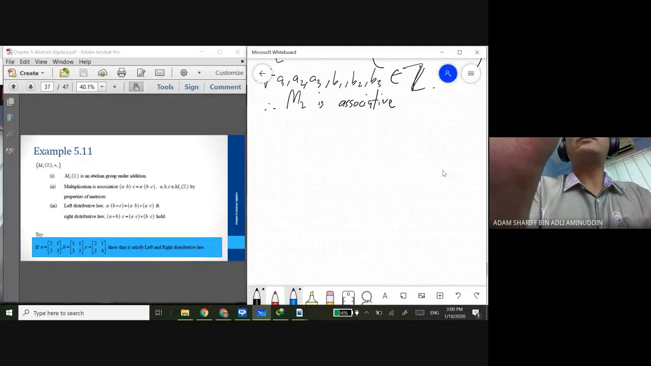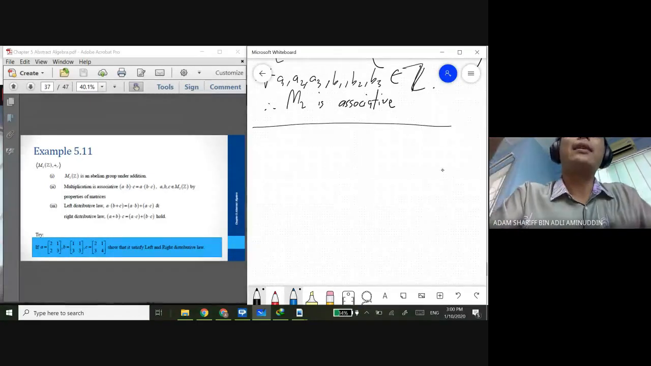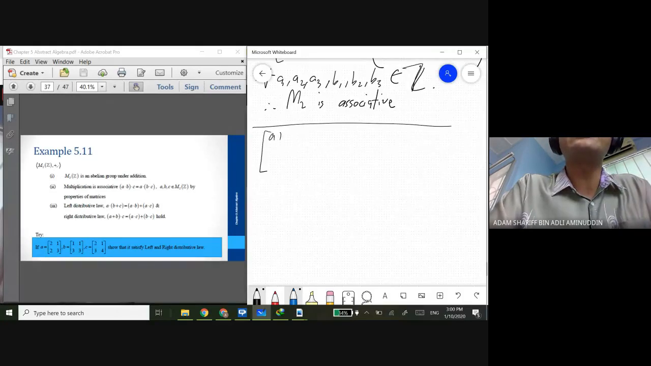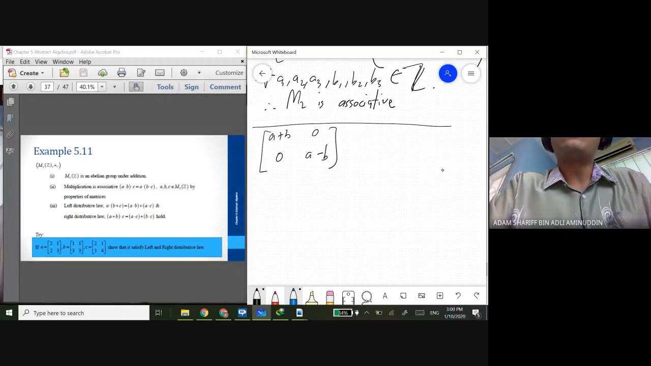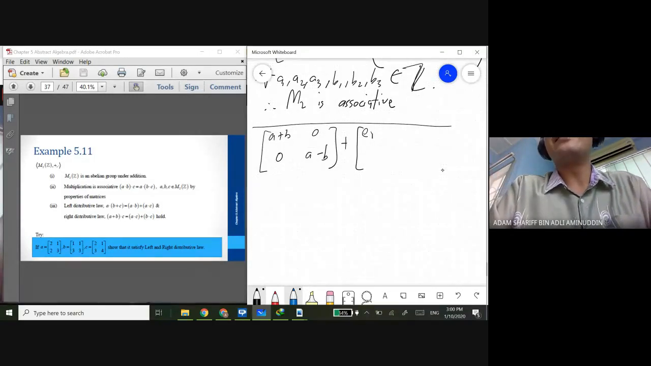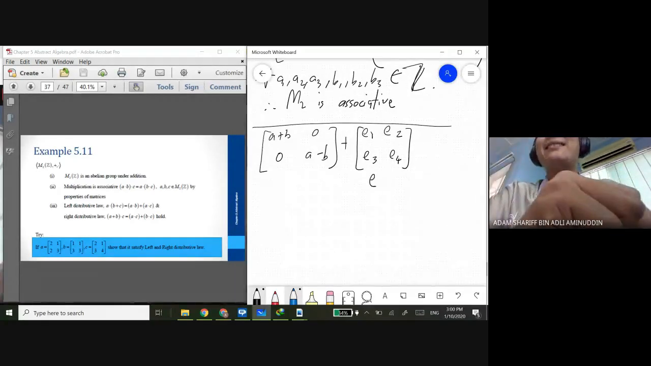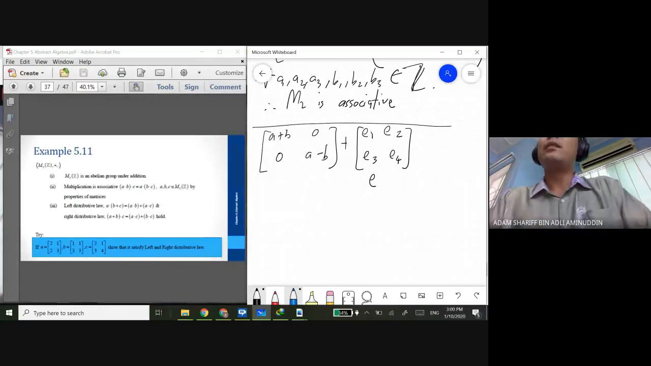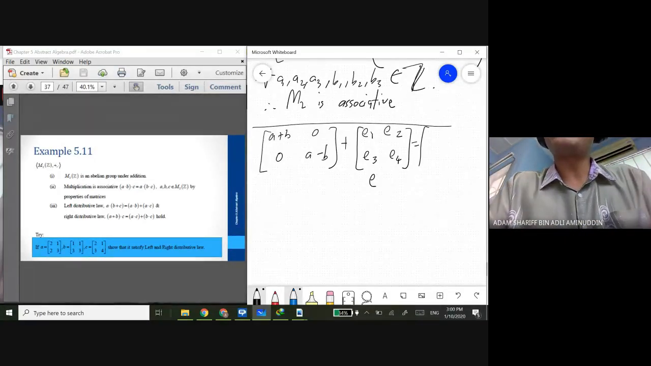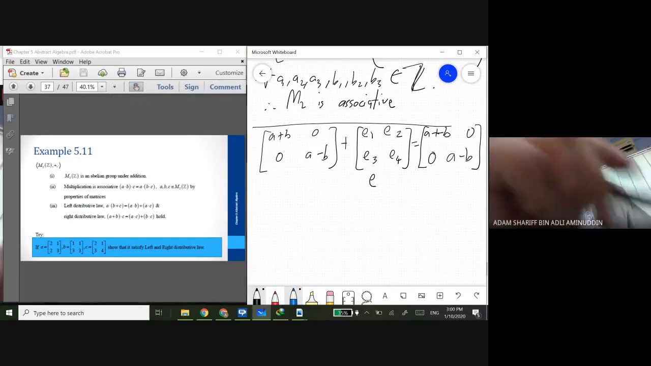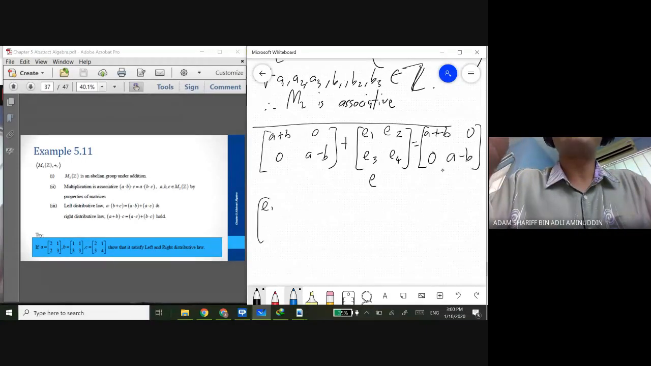Alright, how about identity? Again, the general form of the matrix is A plus B, 0, 0, A minus B. You try to think for a little while. What is E1, E2, E3, E4? This is represented as the identity E, matrix identity, such that it will produce commutatively, saya tak tulis, it will produce back A plus B, 0, 0, A minus B back. My question, what are the elements E1, E2, E3, E4?